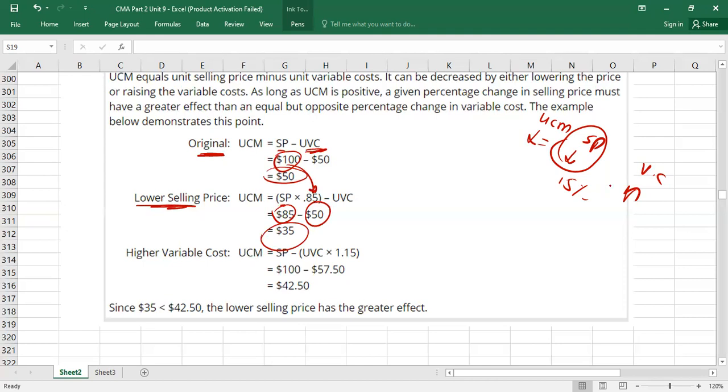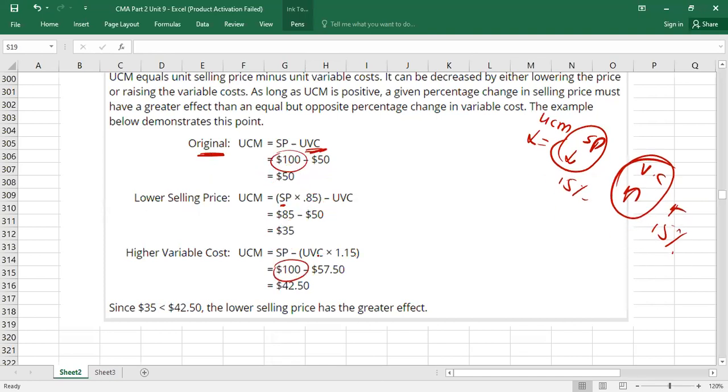Now, the second scenario I'm going to apply. What if I increase the variable cost by 15%? Let's do it. Now I'll leave my selling price unchanged. I'll keep my selling price the same at 100. But I'm going to just increase my variable cost by 15%.